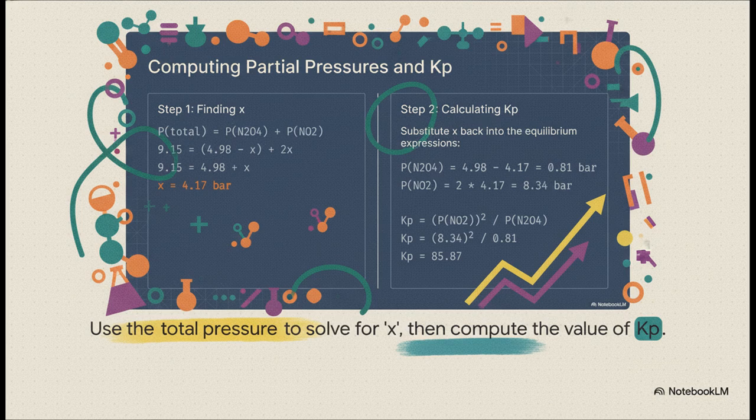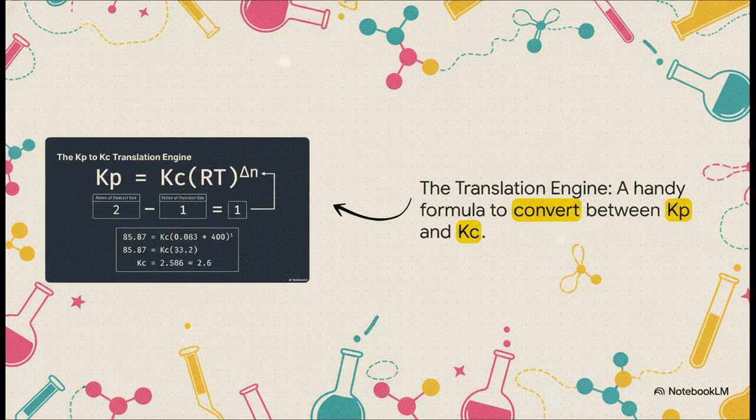And then we can calculate our Kp. And boom, case closed on Kp. It comes out to 85.87. But wait, the mission was to find Kp and Kc.